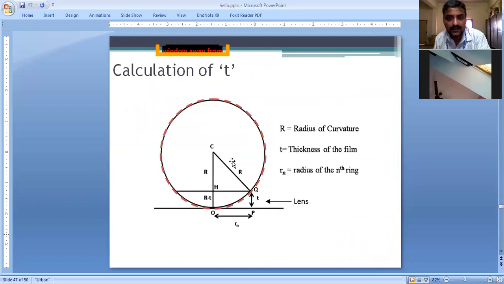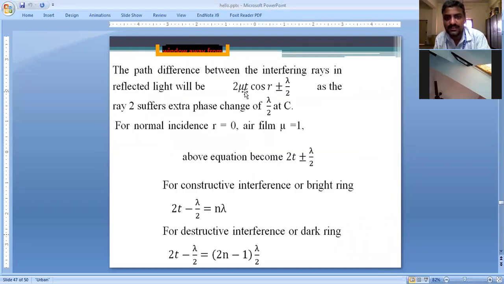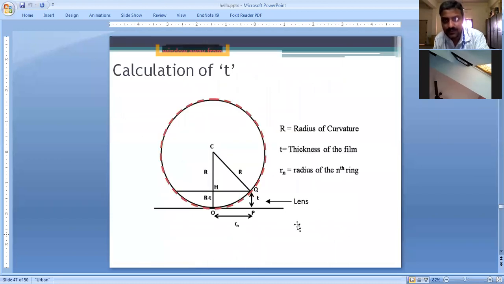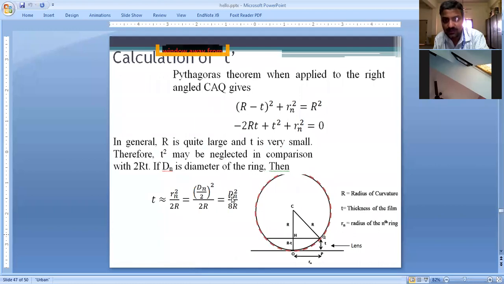Look at this one, 2 mu t cos r. We intentionally took mu equal to 1. That's why the t is coming as t, but not as mu t. I repeat, the thickness t is coming as mu t here, but we have transformed the mu to 1. And this t we have written as Dn square over 4R. So wherever you get Dn square, it is accompanied with a mu. So wherever you get Dn square, you should write it as mu Dn square over 4R. Please remember that: mu Dn square.